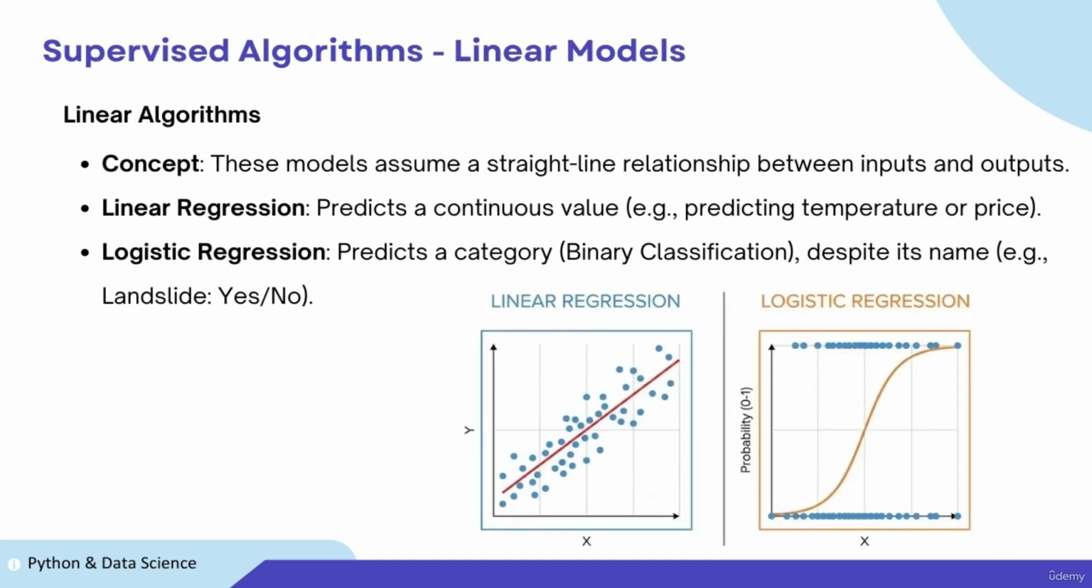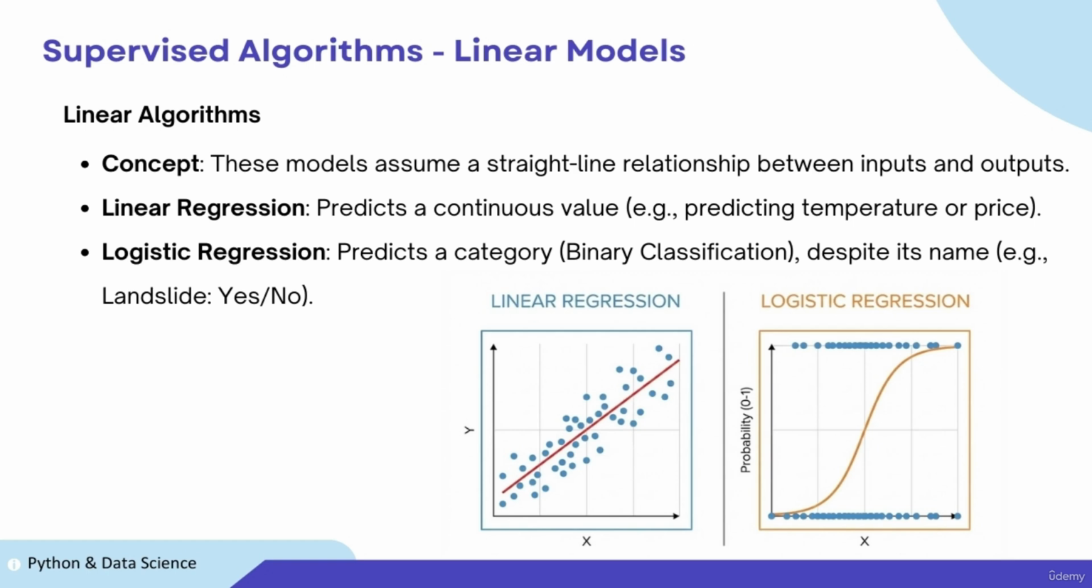Now, let's look at the algorithms inside the box. The simplest are linear models. On the left, you see linear regression. This assumes the relationship between your input and output is a straight line. We use this to predict continuous numbers, like temperature or price.